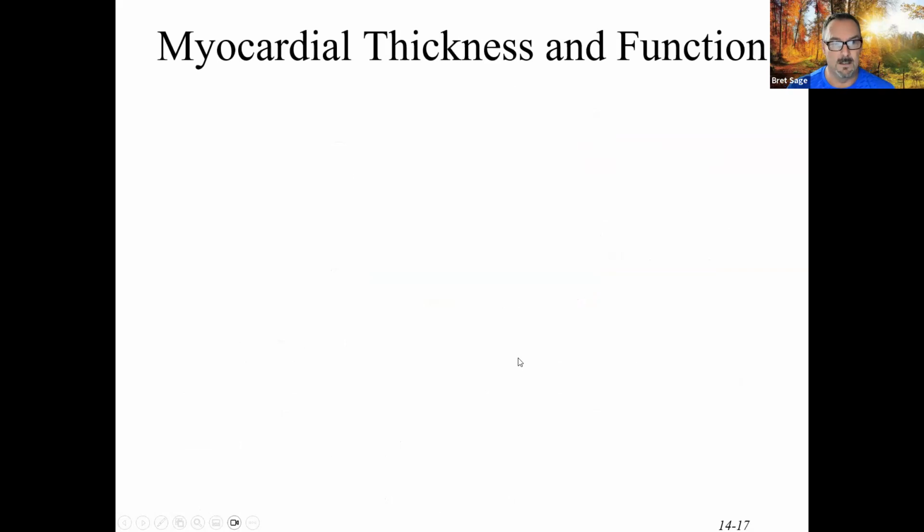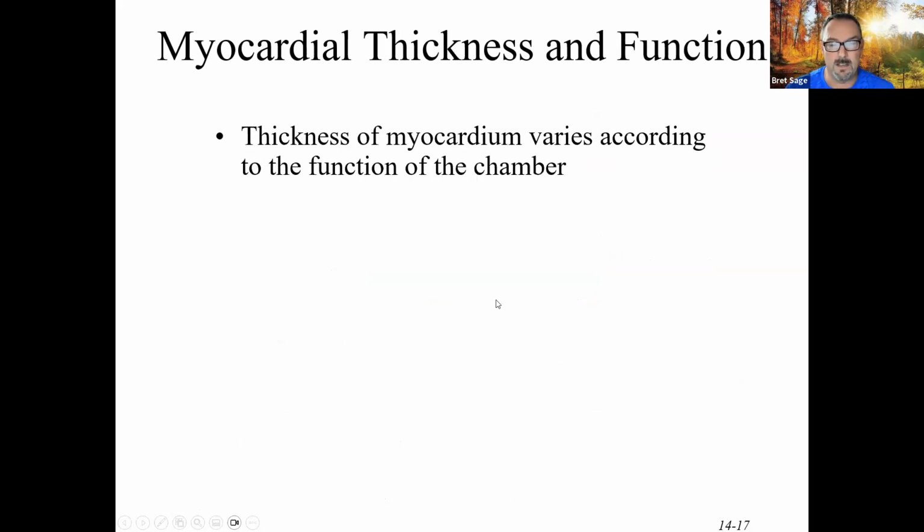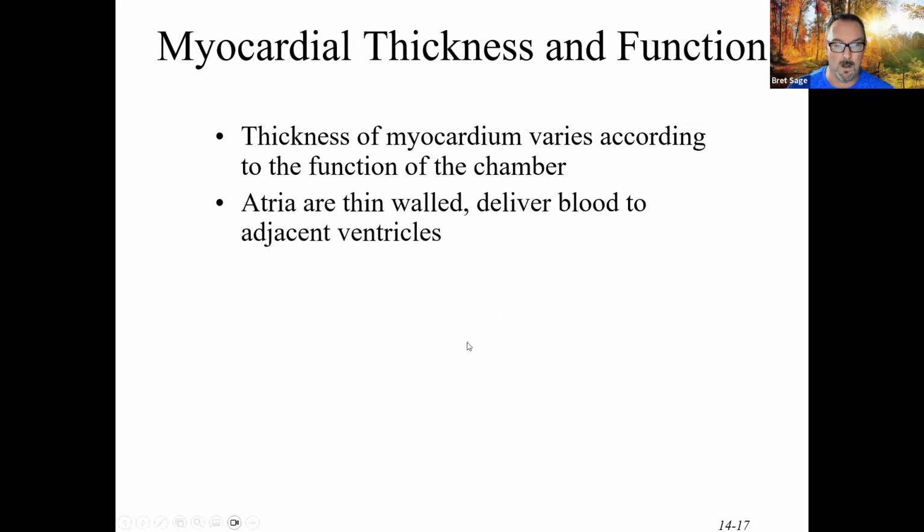Myocardial thickness and function. The thickness of the myocardium varies according to the function of the chamber. In general, atria have thinner myocardial walls and ventricles have thicker ones. Atria are thin walled, delivering blood to adjacent ventricles. Their only job is to contract and push a little bit more extra blood into the ventricles, allowing them to contract with more force and deliver more blood per ventricular systole.